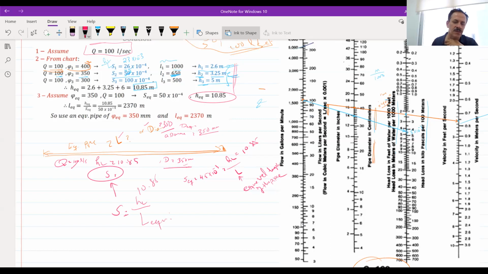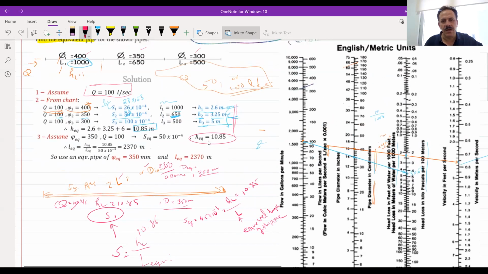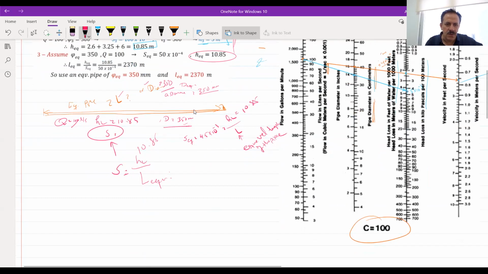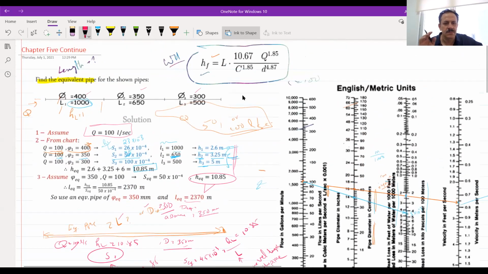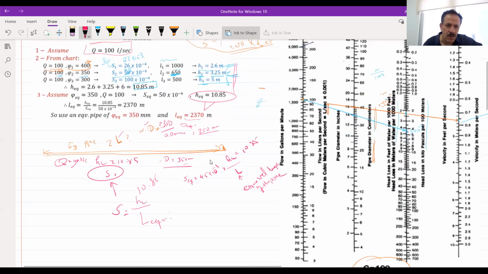Or you can do another thing. You can assume the length, add all the lengths together to find a diameter for the new pipe. You can do that, but usually we will have information about the pipe diameters that we have to use previously. This way, we will find the length of the pipe diameter, which is equal to 2,370 meters.